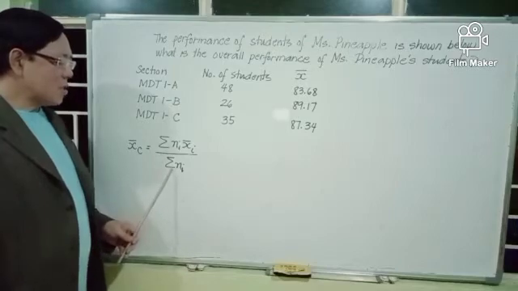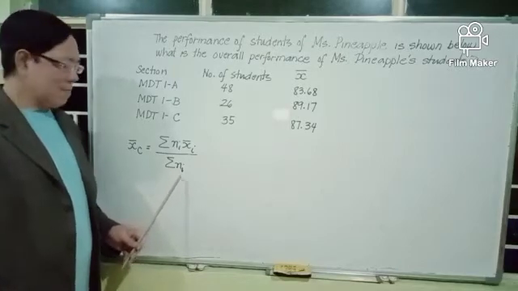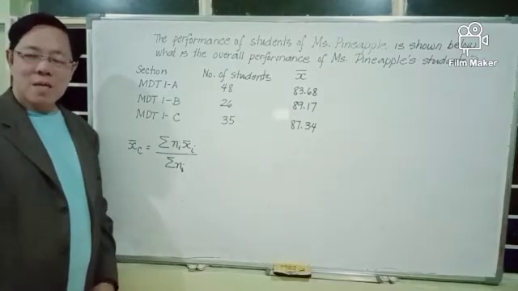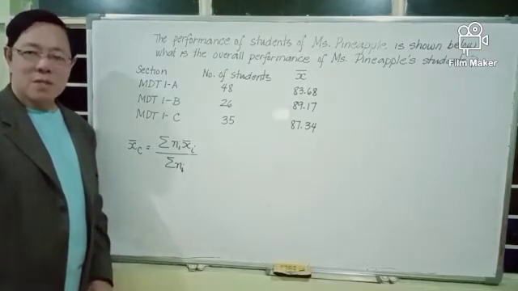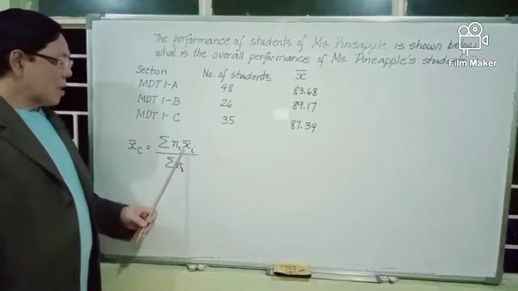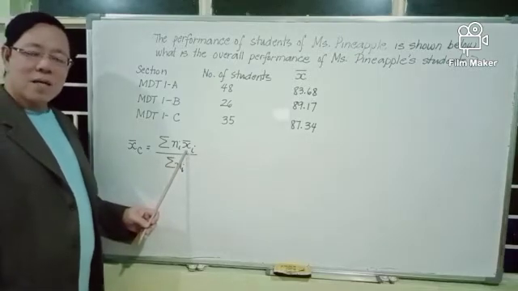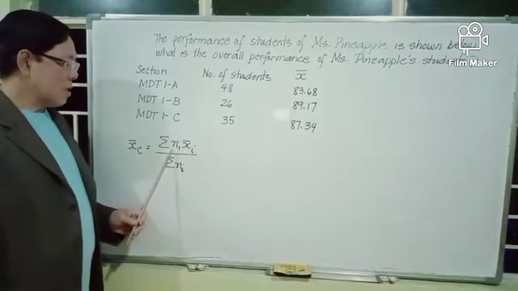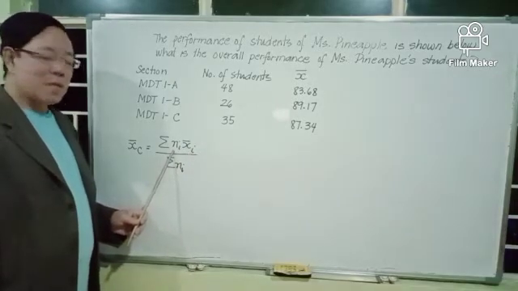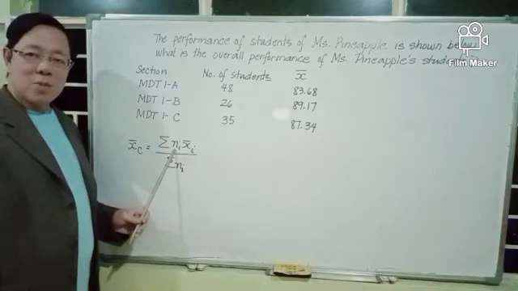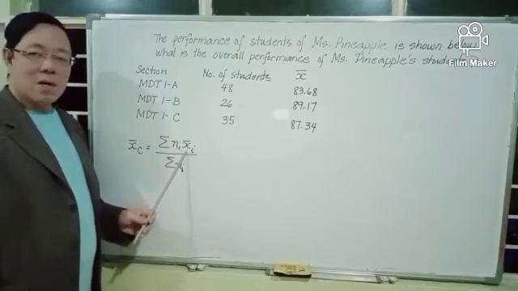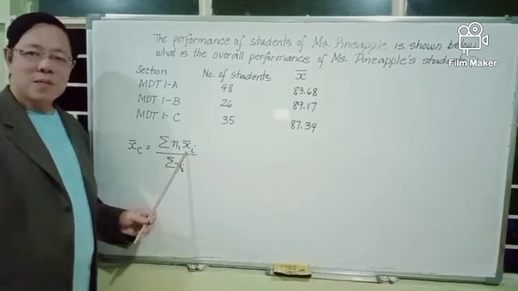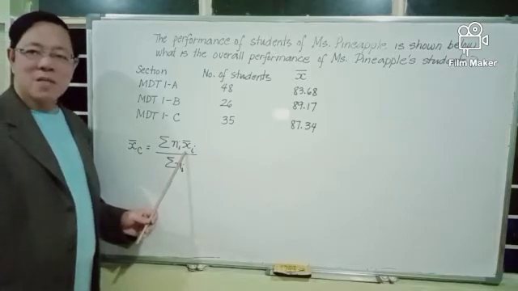divided by the summation of n sub i, where n sub i is the number of people or the number of persons in each group, and x bar sub i is the mean or average for each group. In the numerator, we multiply the number of people or individuals in each group by the corresponding mean of the group, denoted by x bar sub i.